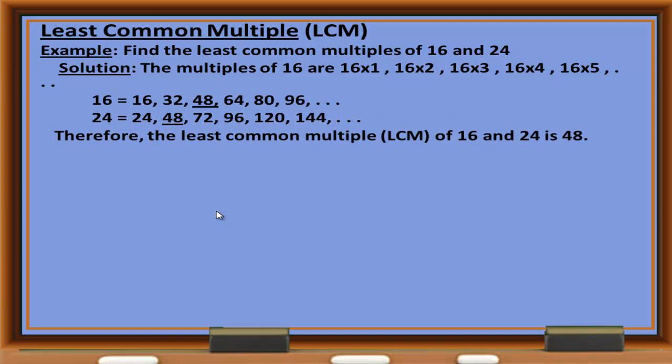Therefore, the least common multiple, LCM, of 16 and 24 is 48. This 48 is common to the multiples of 16 and the multiples of 24, and it is the least common multiple.